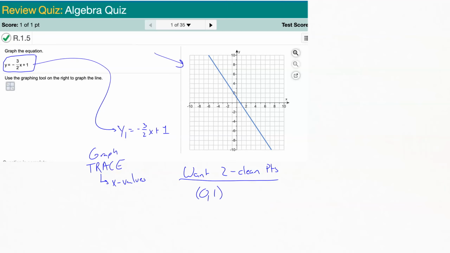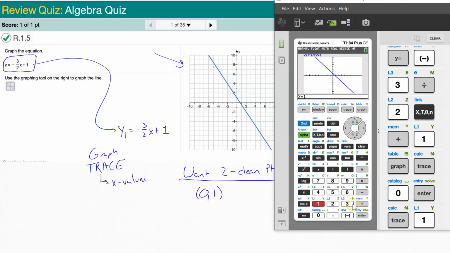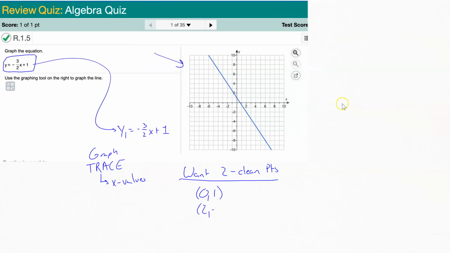That's my first point. Then I'll hit trace again, and I'll type 1. And here's what I'm talking about with a not clean point. I get 1 and -0.5. I don't really want to graph -0.5. It's not a clear dot on any of these axes here, so I'm not going to use that point. Because I've already hit trace, I can just type in 2. And 2 gives me a clean point. So I have 2, -2. So 2, -2 is what we'll use.